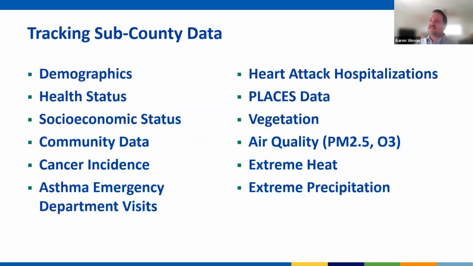If you are interested in subcounty data, this is a summary of all of the subcounty data that the tracking program currently offers. I would like to say that community data includes information like age of housing, food environment, land cover and land use, as well as fatal motor vehicle crashes. And the other data here are apparent. Next slide, please.